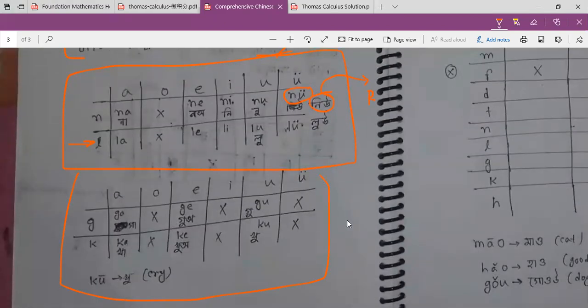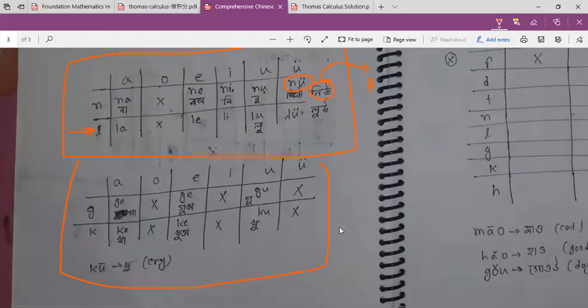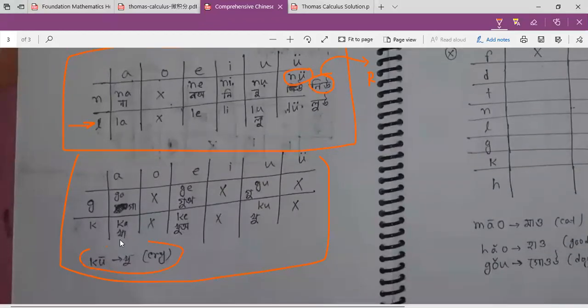Ka, ka, ke, ga, ku, gu, ka, ke, ku. Okay, this is ku, like flat. Okay, let's move forward.